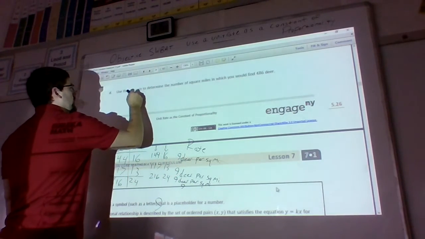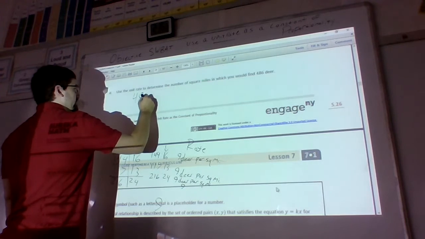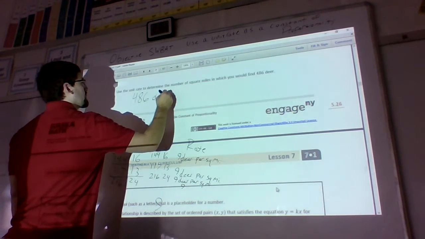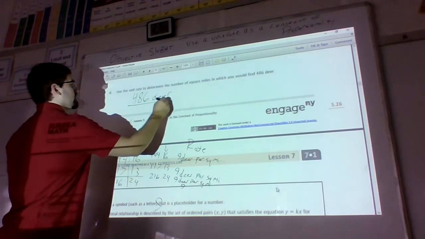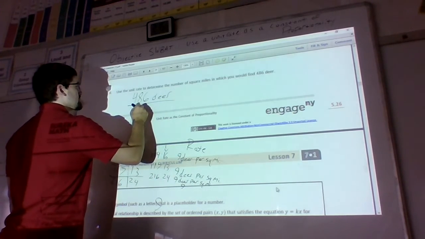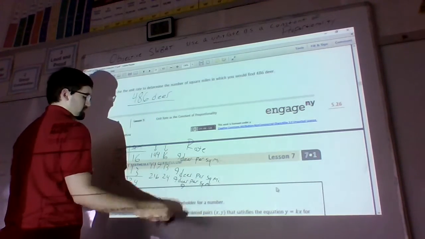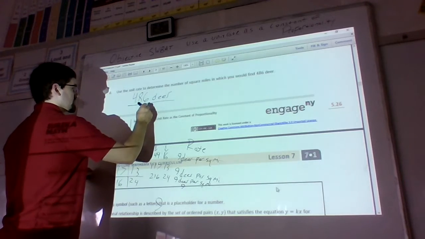So if we have 486 deer, we need to find out how many square miles. Oh, what am I doing? We need to find the number of square miles.